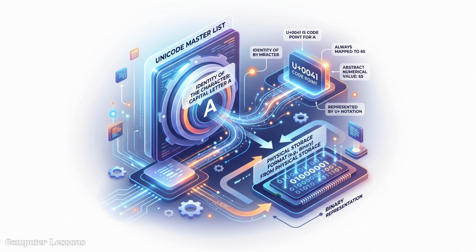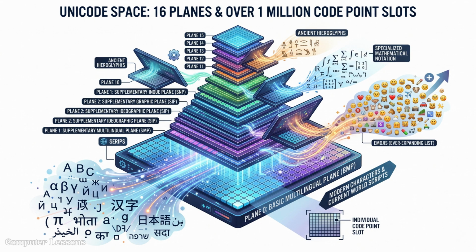For example, the capital letter A is always mapped to the code point 65. This abstraction separates the identity of the character from its physical storage format. The Unicode space is divided into 16 planes, each containing over 65,000 individual code point slots.